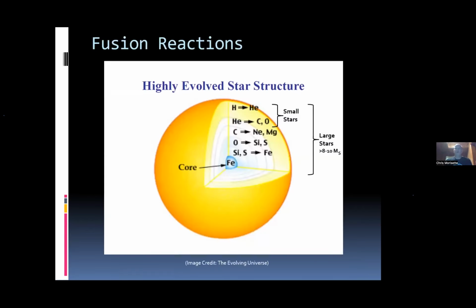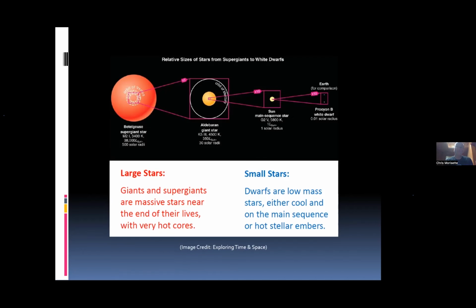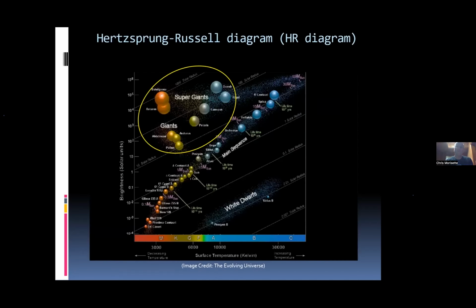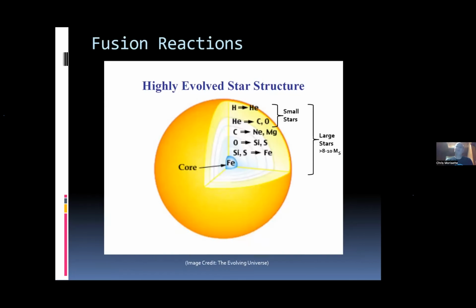This picture right here shows a red supergiant, excuse me, in its evolved state. So you can see down here, you've got iron that's in the core, and you have a number of reactions that have taken place over the course of its life to get you to that iron.